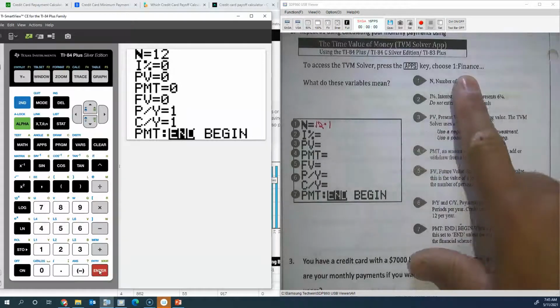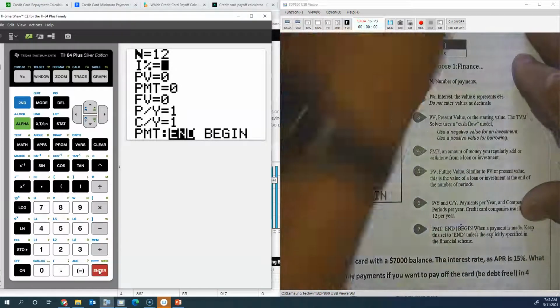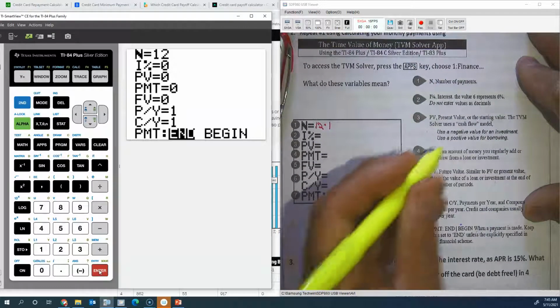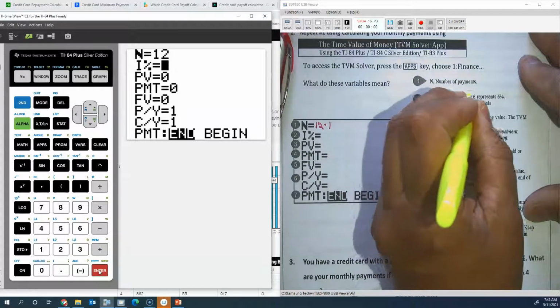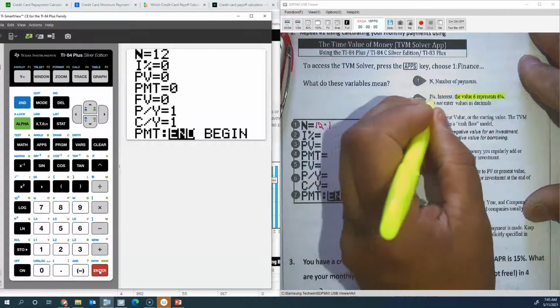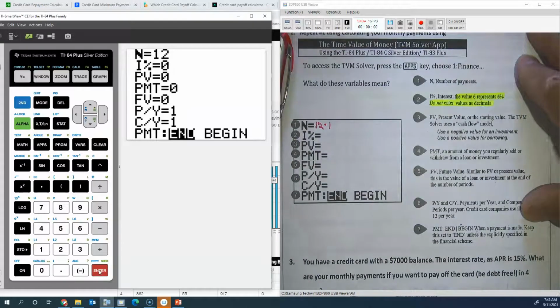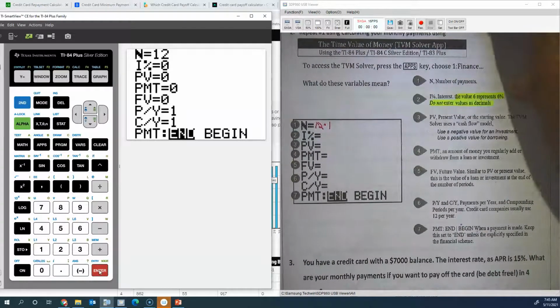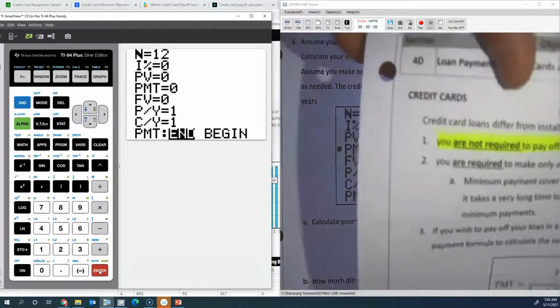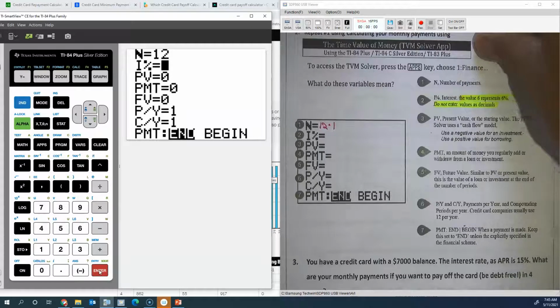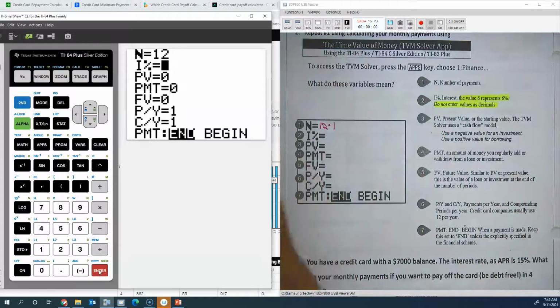Now the next one is the interest rate. What makes this different is you don't convert it to a decimal. You just type in whatever the interest rate is. So in this last example, it was 21%. So you don't put in 0.21, you put in 21. That's the big difference between doing it manually and using the TVM solver.